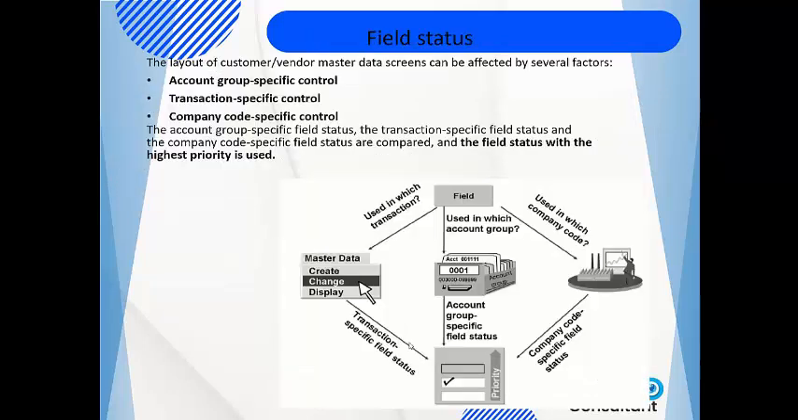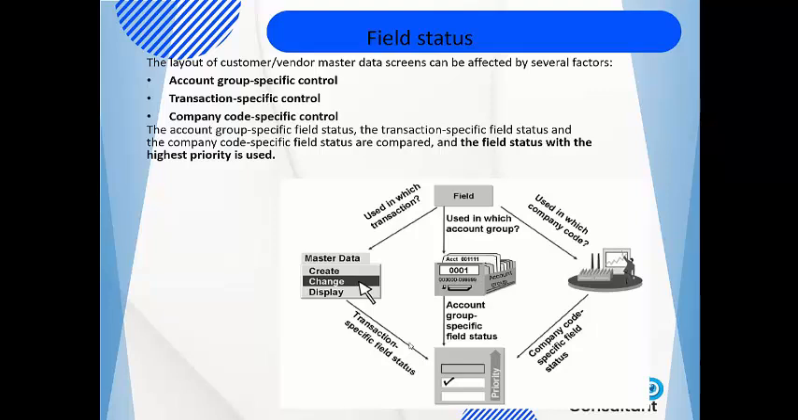So the layout of the customer vendor master data screen can be affected by several factors. What we talked about: account group specific control, transaction specific control, and company code specific control. The account group specific field status, transaction specific field status, and company code field status are compared, and the field status with the highest priority is used.